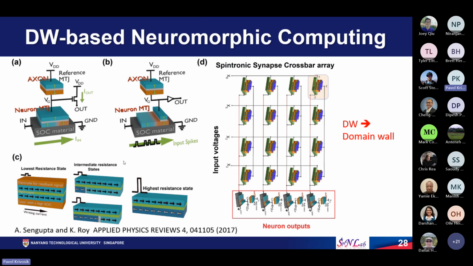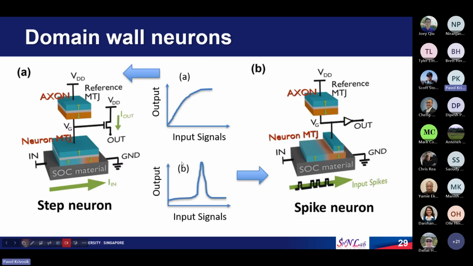But since we had proposed this type of magnetic tunnel junction and we are experimentalists, we decided to jump into this topic and investigate the neuron synapses and neuromorphic computing based on magnetic tunnel junctions in the form of KitKat shape. So that's basically how we entered into this field. So in that paper, they showed 2 types of neuron. One is called a step neuron, another is called a spike neuron.